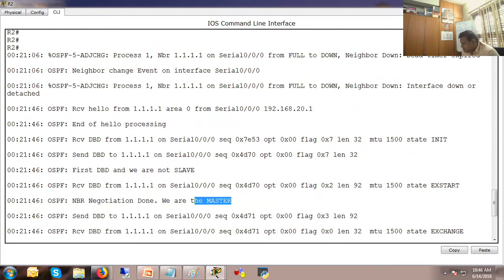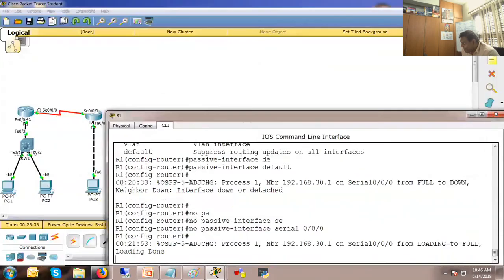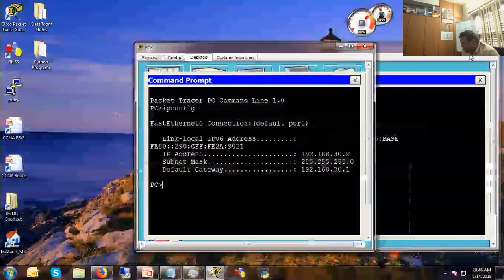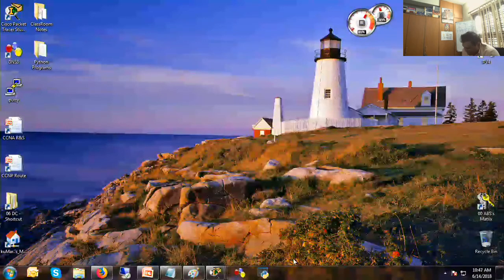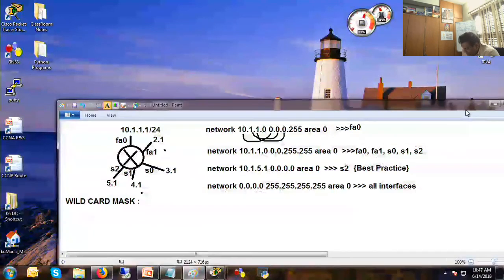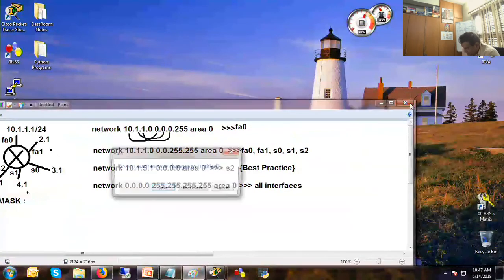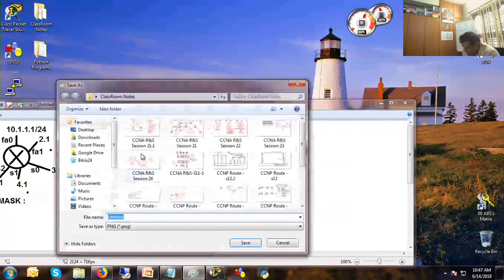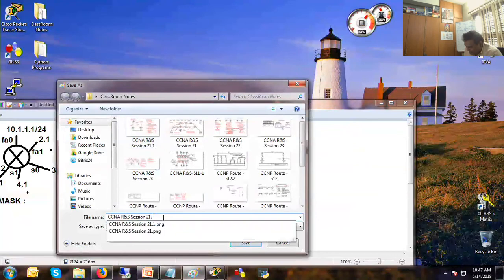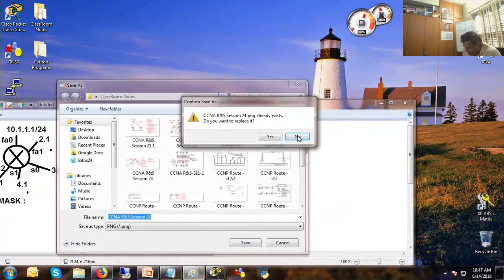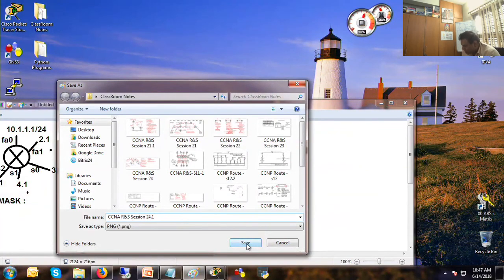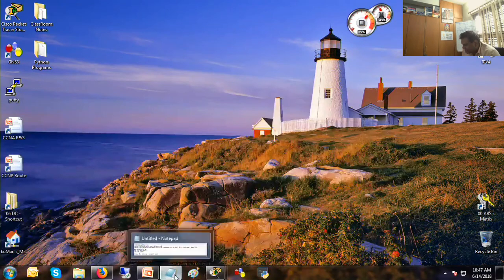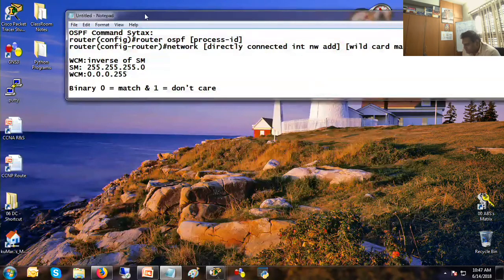Write this down. What is this called? When neighborship is forming, OSPF goes through multiple states. The OSPF finite state machine.